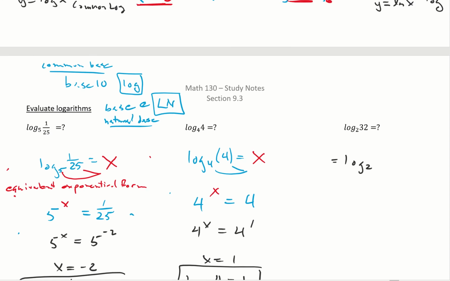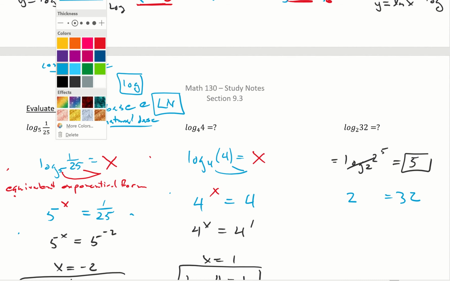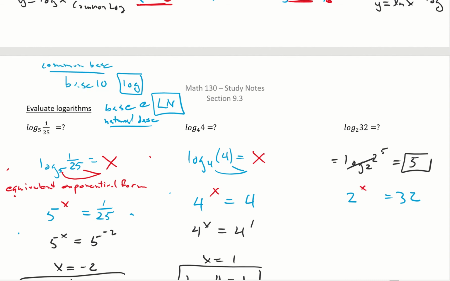Log base 2 of 32, calculator time, 2 to the 5th. Cancel, answer is 5. We just computed it. Okay, that's a fast way of doing it if you know what you're doing. If not, what we do is we go 2 to the x power equals 32, and we have to figure the x out, okay? Log base 2 of 32 is equal to x, and then I jump down here, right?